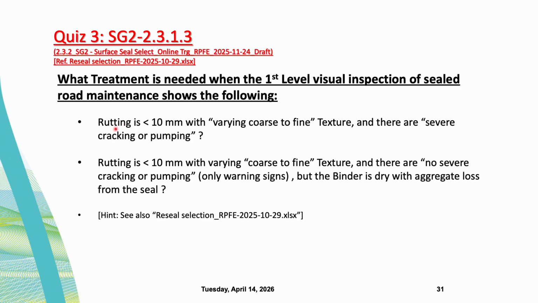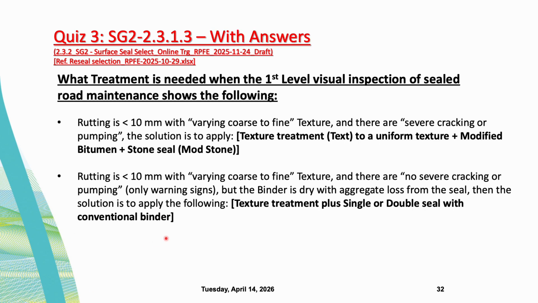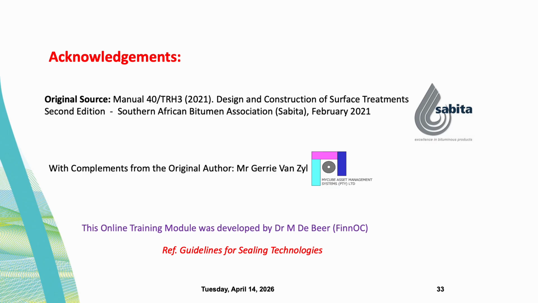That's the first question. Second one is if the rutting is varying coarse to fine texture, but no severe cracking or pumping, only warning signs. But the binder is dry with aggregate loss from the seal. Then we go on to the next slide, which is the slide giving the answers for the two questions that you can test yourself. Okay, that brings me to the end of the SG2 module.